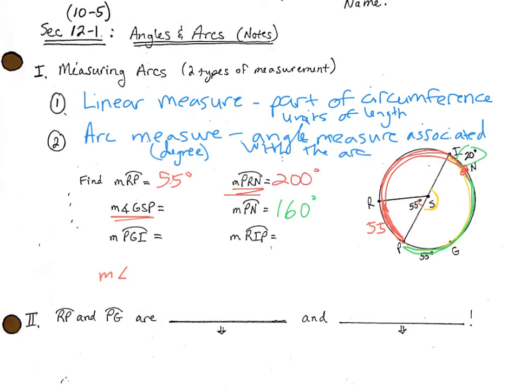Or again, you could do addition here. This is 180 degrees, and let me point that out. This is 180 degrees, and then you've got 20 more than that. So 180 plus 20 gives you your 200 degrees. Okay, hopefully this is making some sense.